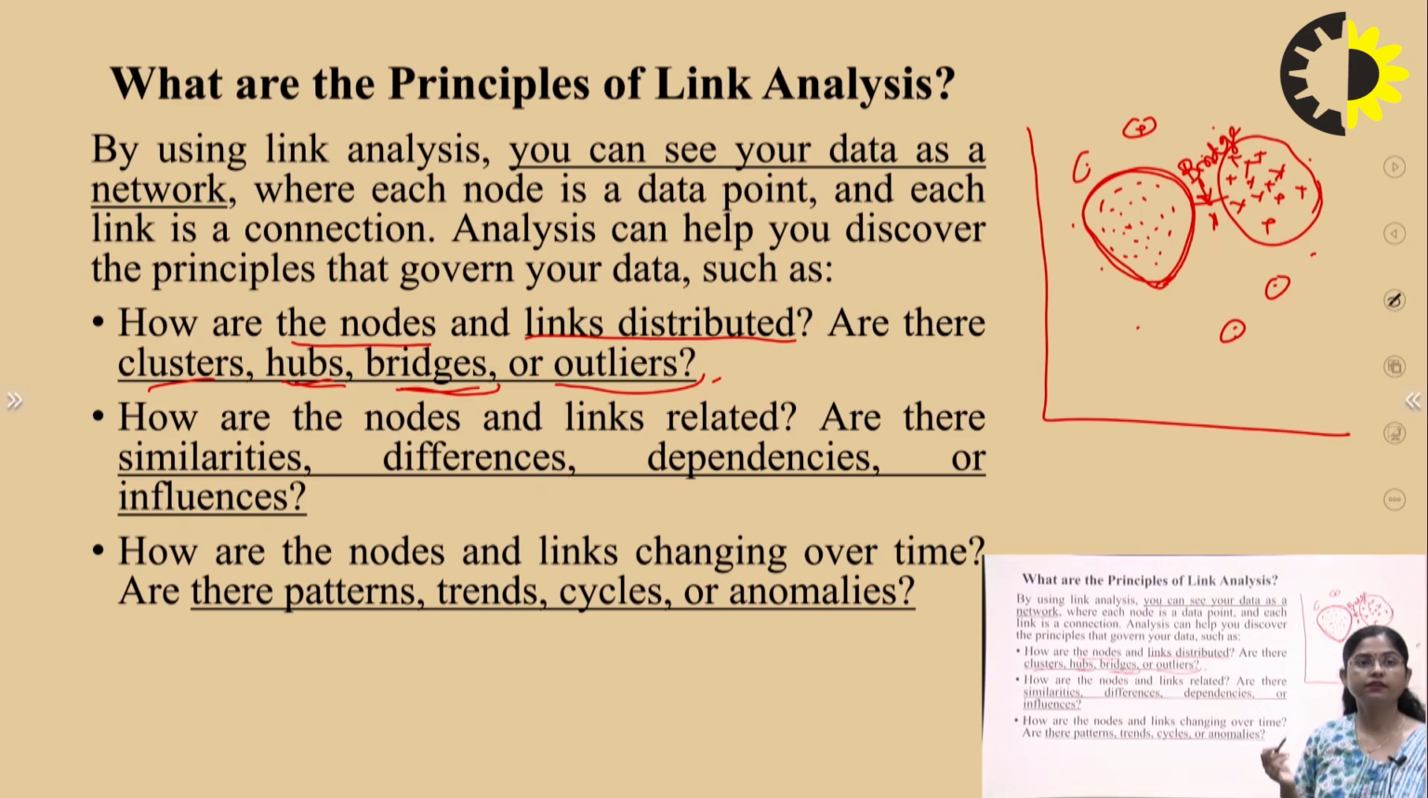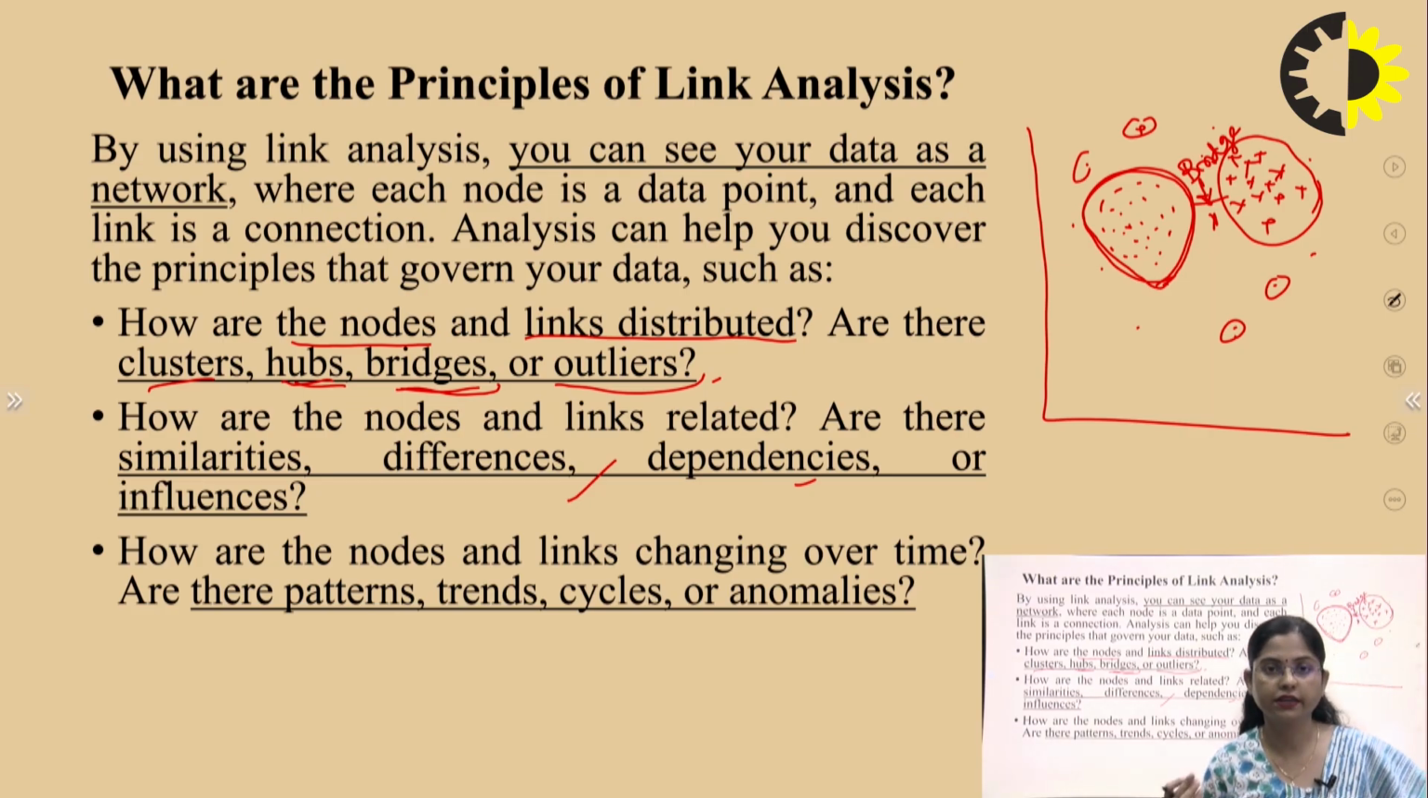So how are the nodes and links distributed? Is there any cluster, hub, bridge or outlier? Next, how are the nodes and links related? Are there similarities? As I have said, we form clusters on the basis of certain similarities. So are there any similarities or differences, dependencies or influencers? These are the key points on the basis of which we form the clusters: similarity, differences, dependencies and influences also.